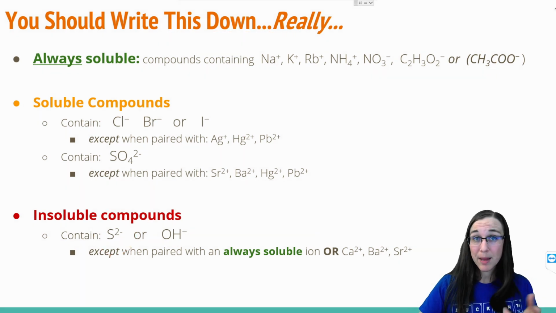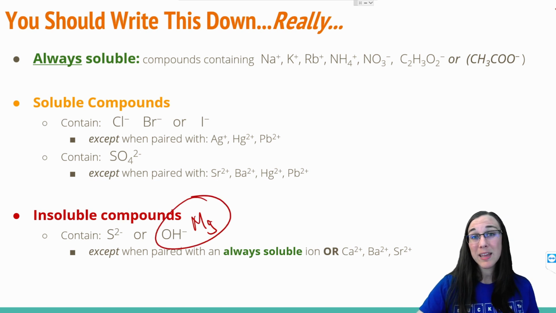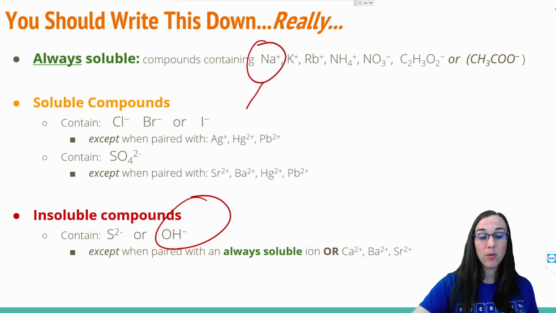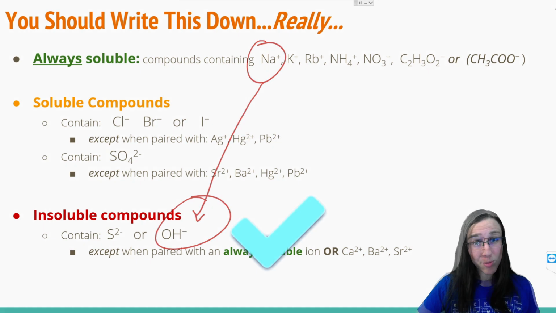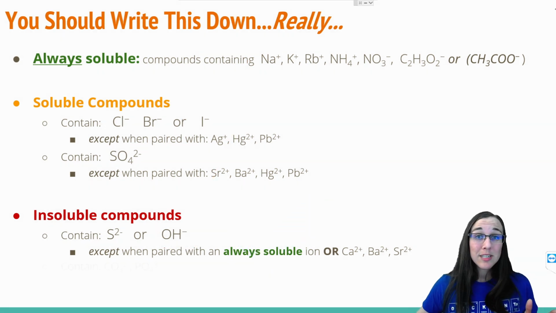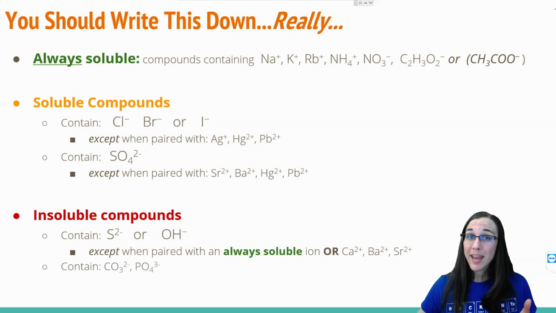So here, for example, if I was to pair magnesium with hydroxide, that would be insoluble. However, if I was going to take Na from the always soluble list and pair it with hydroxide, it would now be soluble. Insoluble compounds also contain the polyatomic ions carbonate and phosphate.